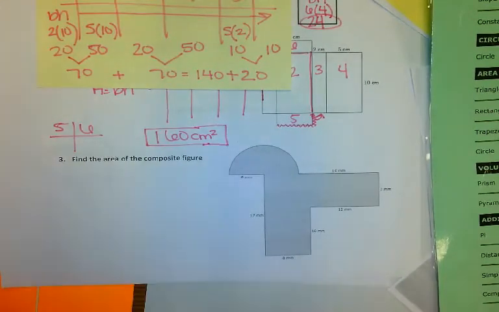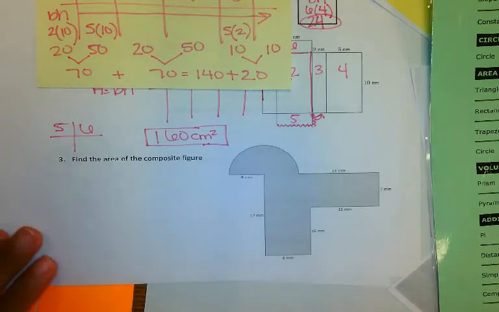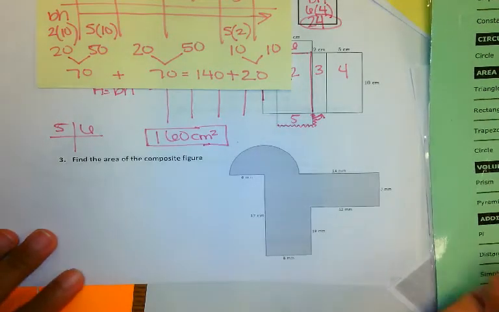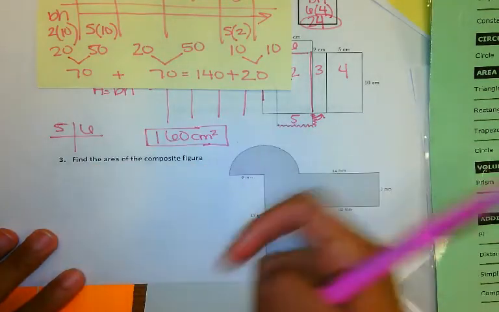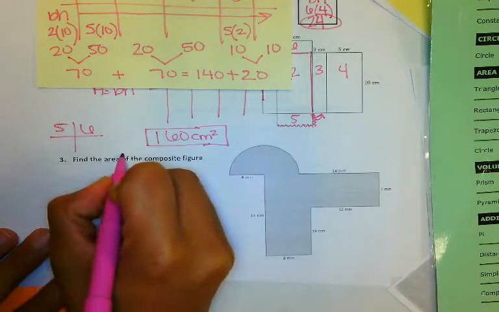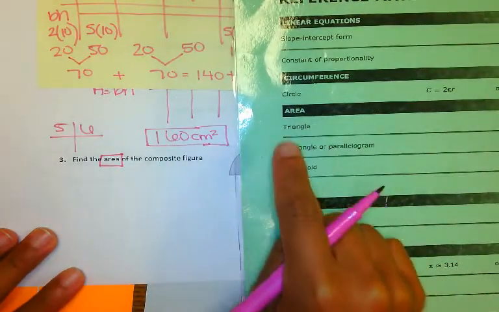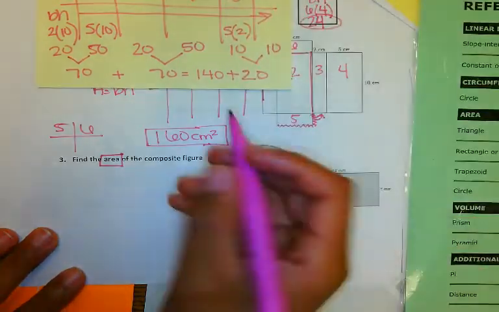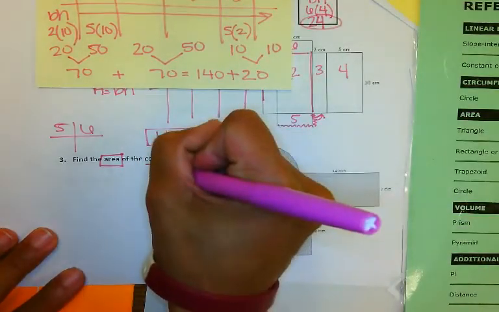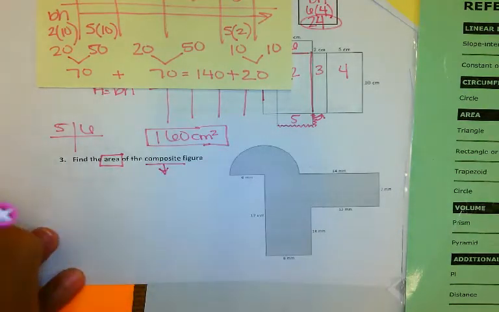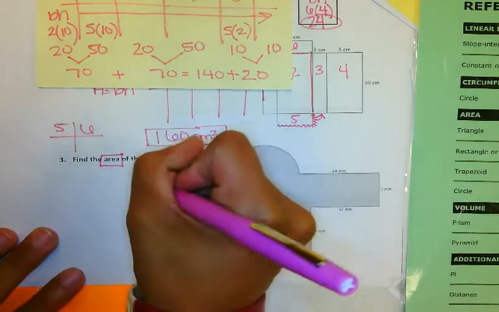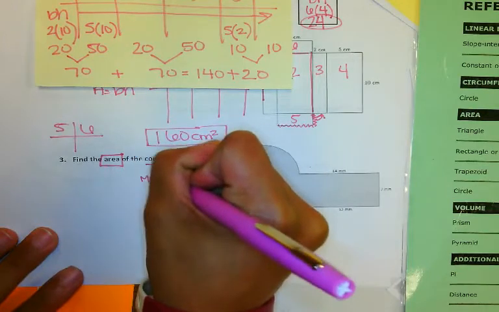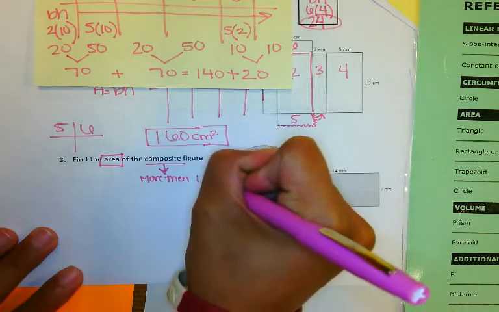So underline the keywords and see if you can figure out what they mean. All right, so hopefully you underlined the keywords and wrote what they mean. Find the area. Area tells me the location on my formula chart. It's in the area section, so I'm looking at triangles, rectangles, trapezoids, and circles. Then, of a composite figure. A composite figure is what? Well, it's made up of more than one shape.